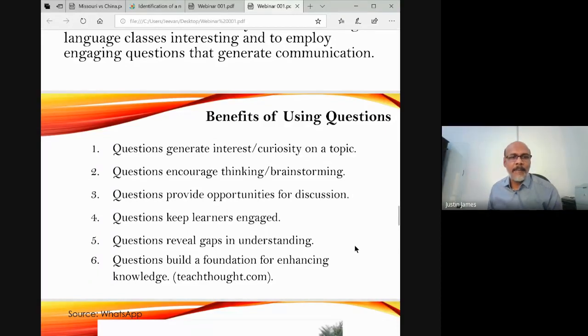Questions reveal gaps in understanding. Now at a higher level, for example, if you are asking a student to talk something about the impact of technology on nature, there are some gaps. What is it to do with this picture? Whether it is a negative impact or a positive impact. This question will help them to analyze the situation further.